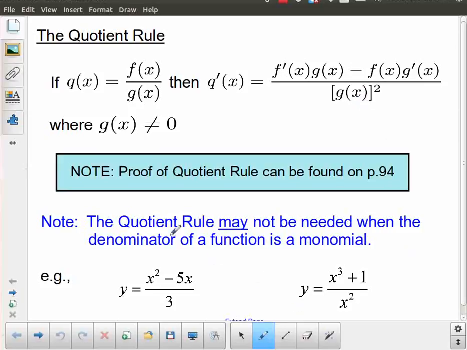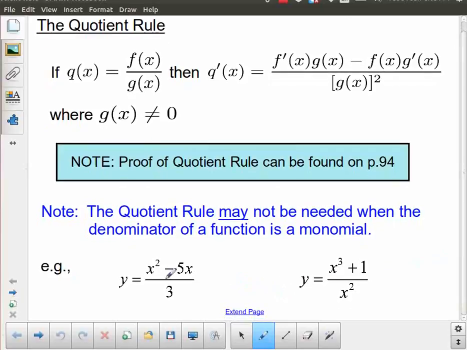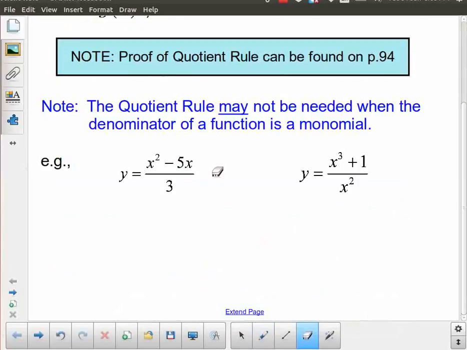Now, you may or may not need to use the quotient rule if you have a monomial in your denominator, because you can actually split things up. I'm going to go ahead and use it regardless, but I'm also going to show you what that might look like. So here are two examples where you would have a monomial. In this case, this one could actually also be written, let's do that properly, vertically, as x squared over 3 minus 5x over 3.